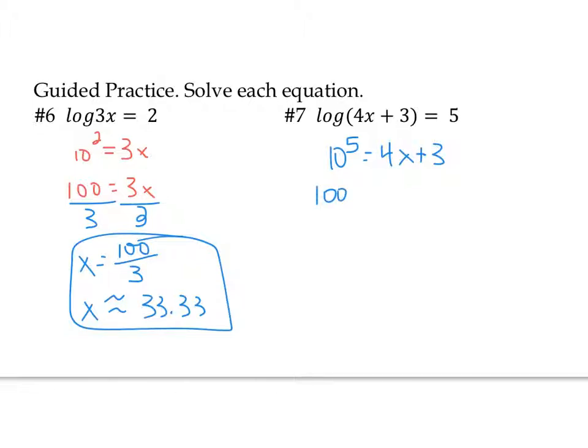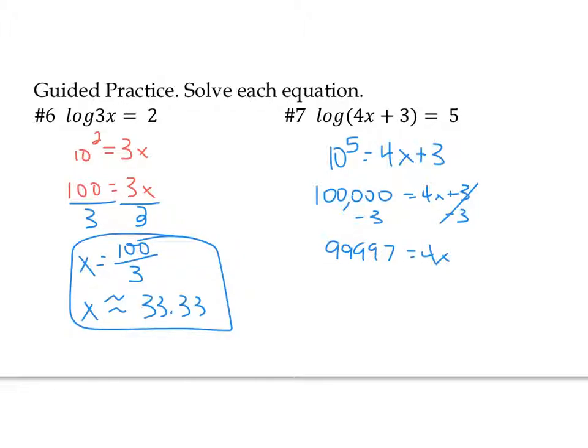So we have 100,000, and then we're going to subtract 3. Right, so this is 4x plus 3, so I subtract 3 to cancel that out. And so now I'm going to get 99,997, right? And then that equals 4x.